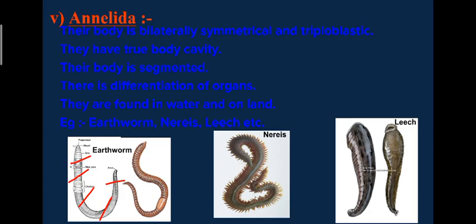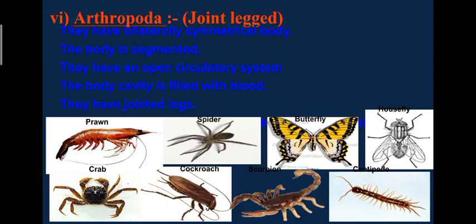In leech you can see suckers through which it attaches to the body of the host organism. खून चूस लेती है बिल्कुल बुरे तरीके से. तो ये किस में है? Annelids में. Our next phylum is Arthropoda. If somebody asks you सबसे ज़्यादा insects हैं दुनिया में, तो largest phylum कौन सा हुआ? The largest phylum of animal kingdom is Arthropoda.